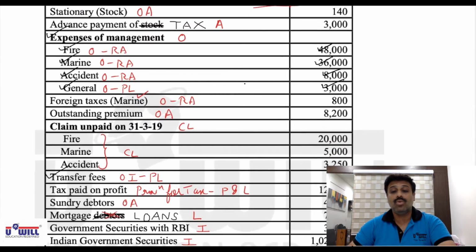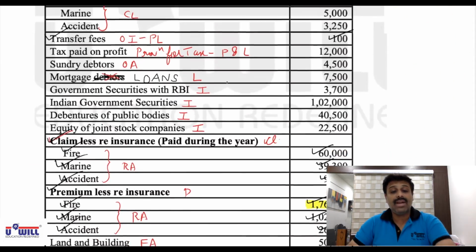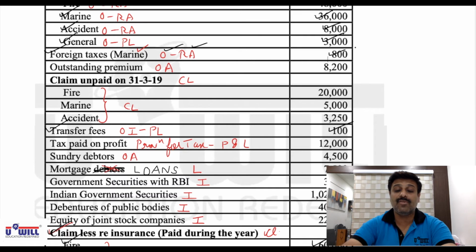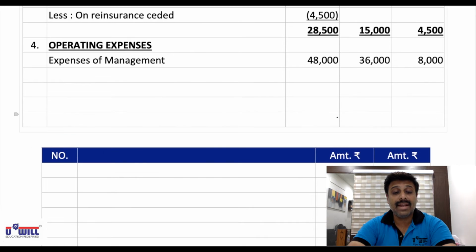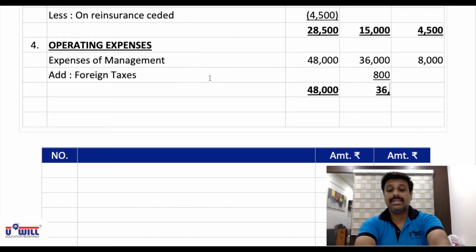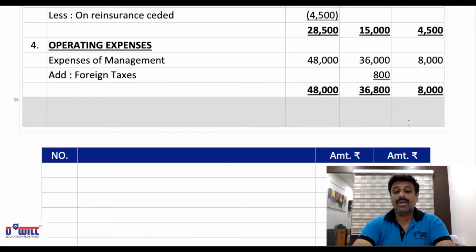No other item is marked as O, so that itself will become the total. Adjustment is also not given related to that. One more item we do have, foreign taxes of marine. That is also marked as O. So foreign taxes of marine, 800, we will add in the marine column. In the marine column you'll add 800, and now we can get the totals: 48,000, 36,800, 8,000. So all the items of the revenue account are taken into consideration.